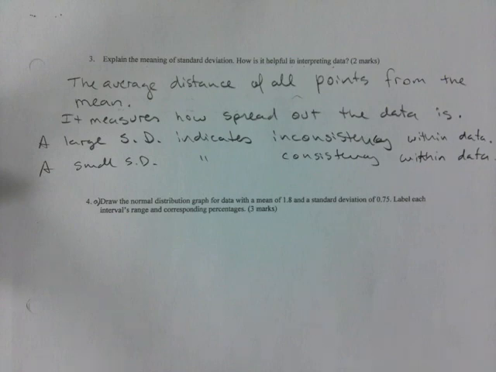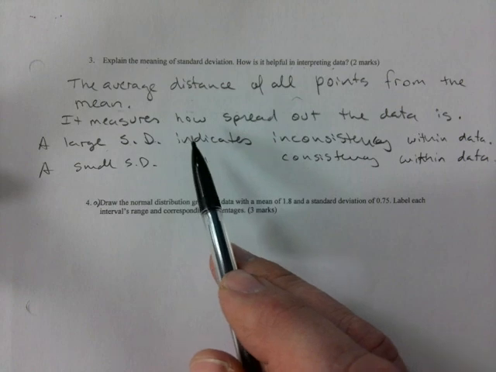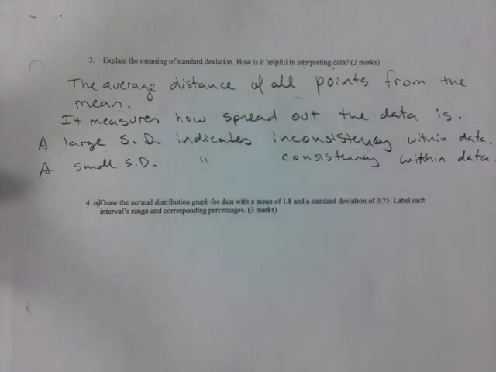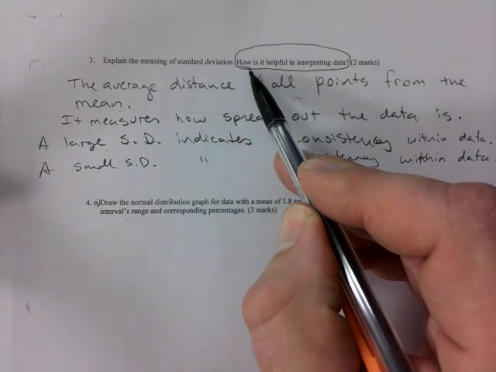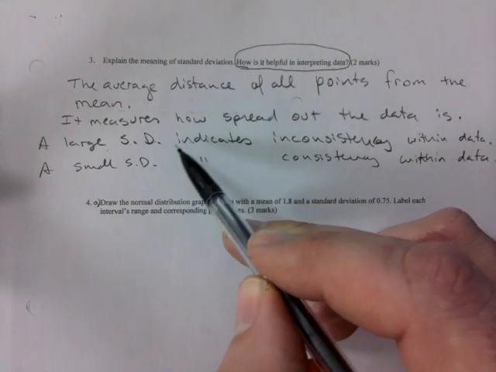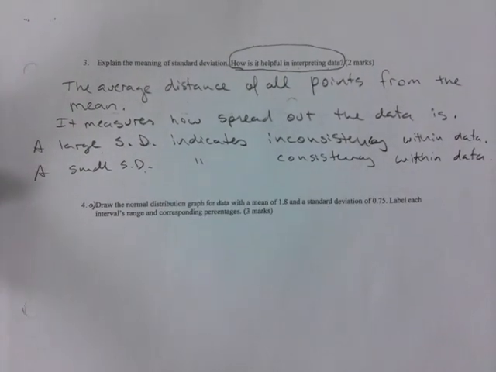You can also say that a large standard deviation will coincide with a bigger range, and a small will have a smaller range. You can also, because it's specific to how is it helpful in interpreting data, say that for an athlete, you would want a small standard deviation because it indicates consistency.